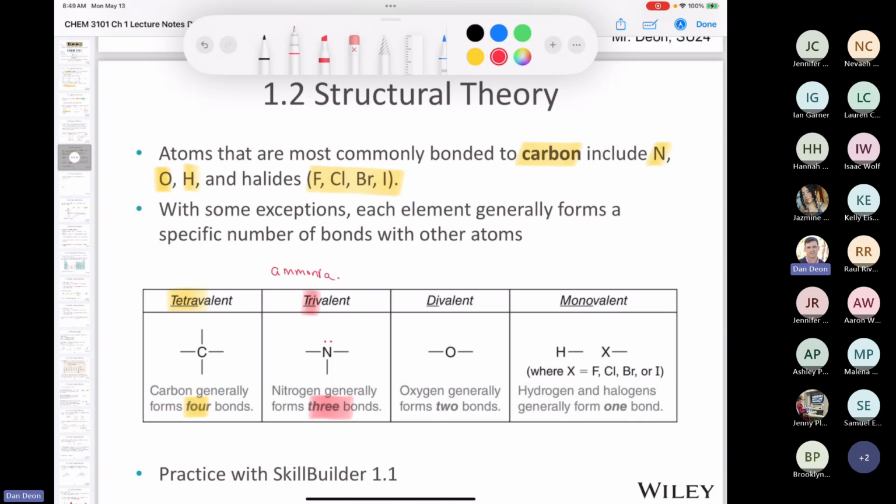Divalent. So what is divalent? Oxygen is divalent. Okay, it forms 2 bonds. It normally has 2 bonds and 2 lone pairs. Where would you see that? Well, if you draw the Lewis structure of water, the oxygen in water has 2 bonds and 2 lone pairs. And then finally, monovalent. So hydrogen and the halogens, those are monovalent, meaning they only form 1 bond.